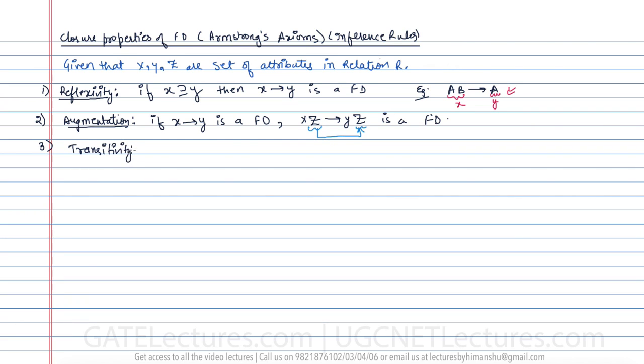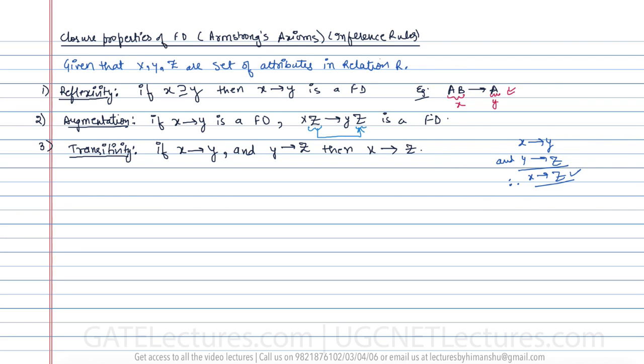The third property is called transitivity. What is this transitivity property? If we have functional dependencies X determines Y and Y determines Z, then X determines Z also holds. So I'm saying if X determines Y and Y determines Z, therefore X determines Z does also hold. This kind of property is called transitivity.